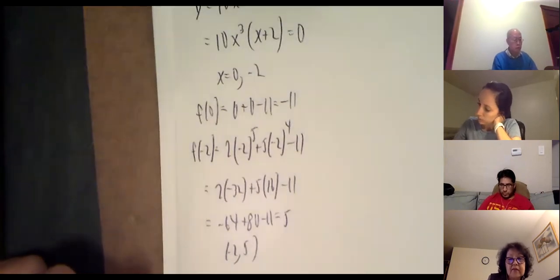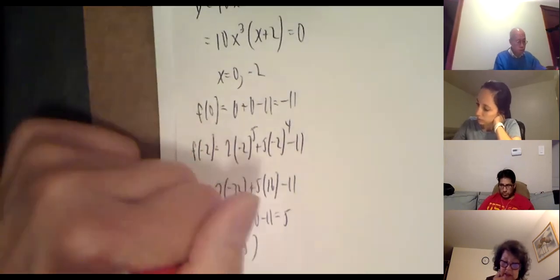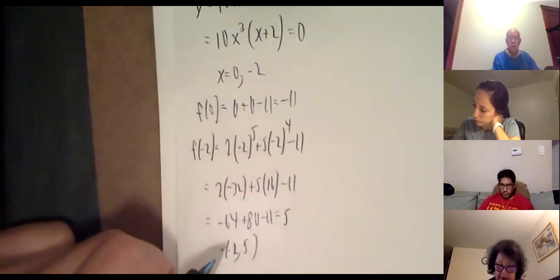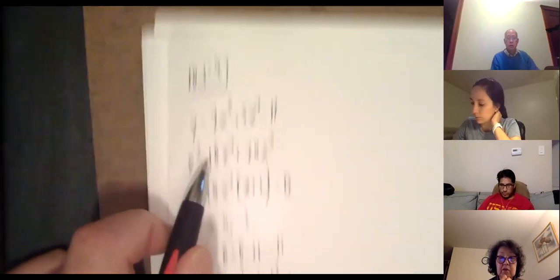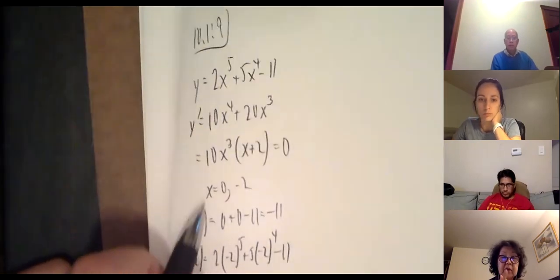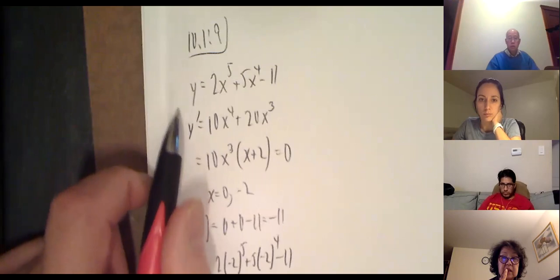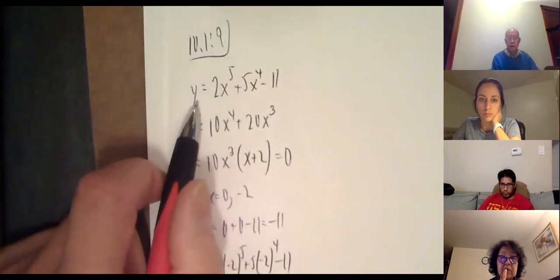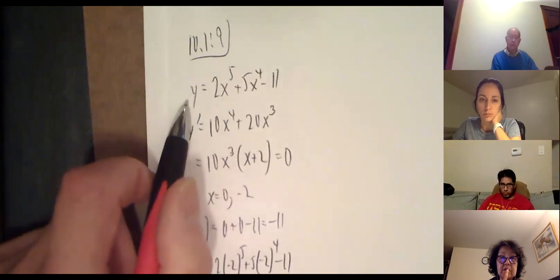I didn't do that one. That's why I'm confused: when you plug in the 0 and minus 2, which equation should you use? Well, it's not from the derivative. You plug in 0 to the original to find the y coordinate. And this kind of gives it away. It says y.